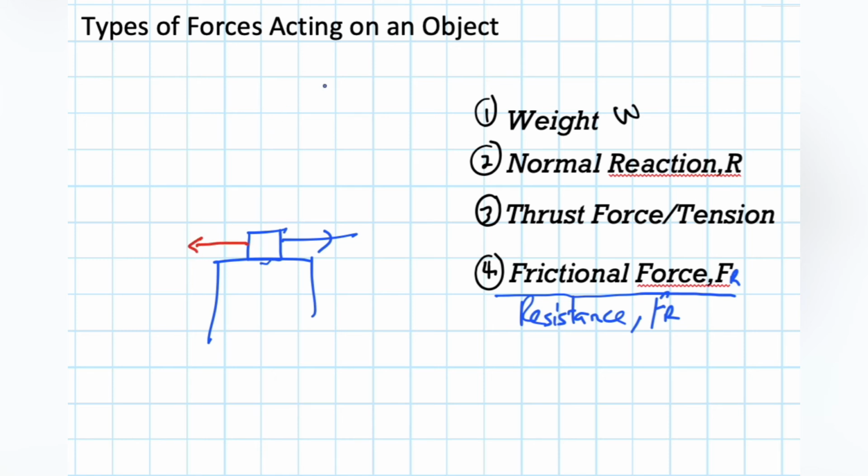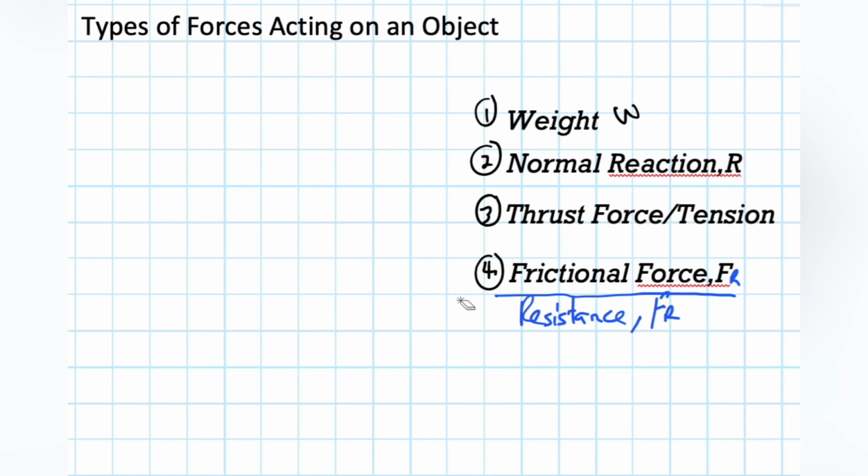If let's say we have a slanting surface with a box right here and it's being pulled up, the frictional force will act in the opposite direction, FR here as well. So just remember that the frictional force will always act opposite to the movement of an object.